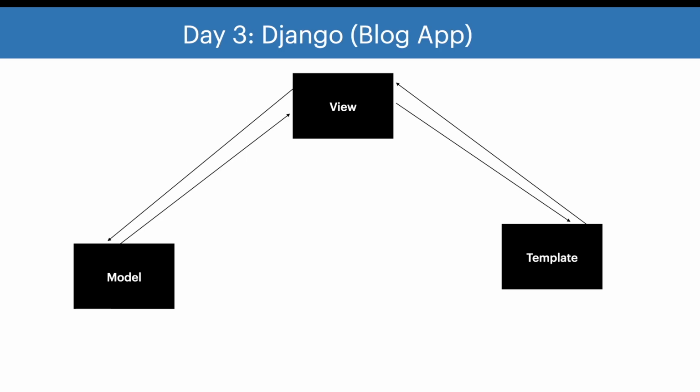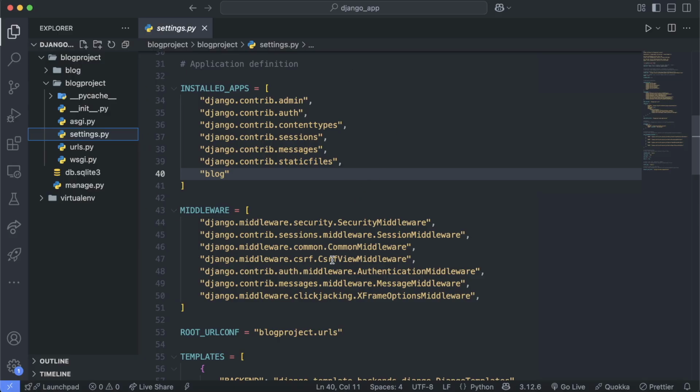The template is simply the HTML file that renders data dynamically, okay? So basically, today we will create a blog post and we will write a view that fetches this blog post and sends it to the template, okay? So this is where we left this project in the second video, which is day 2.